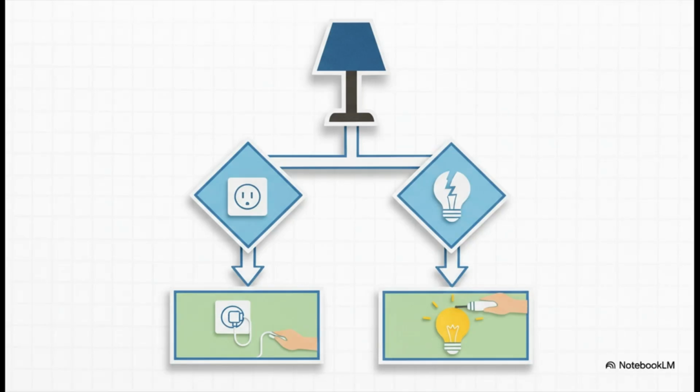Now, one of the coolest ways to actually see an algorithm is with a flowchart. And this example is just perfect because it's something we've all dealt with. The lamp doesn't work. So, is it plugged in? No? Well, plug it in. Yes?